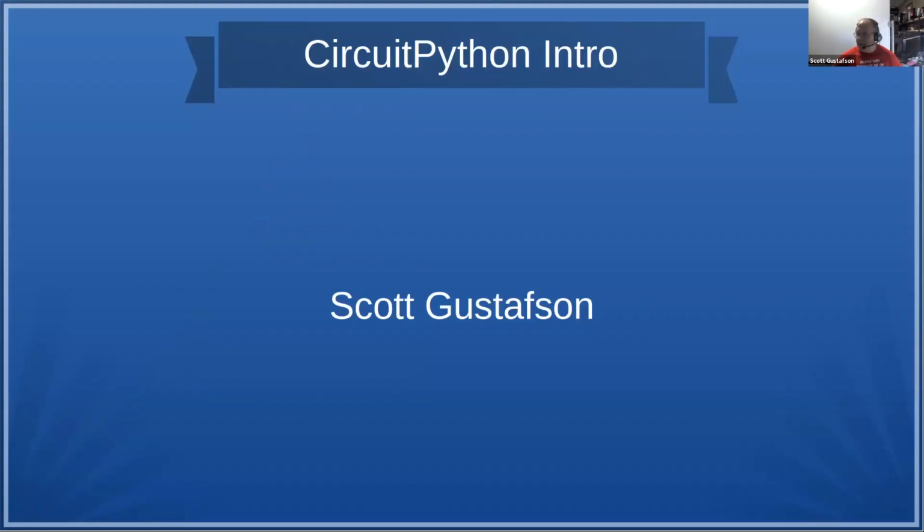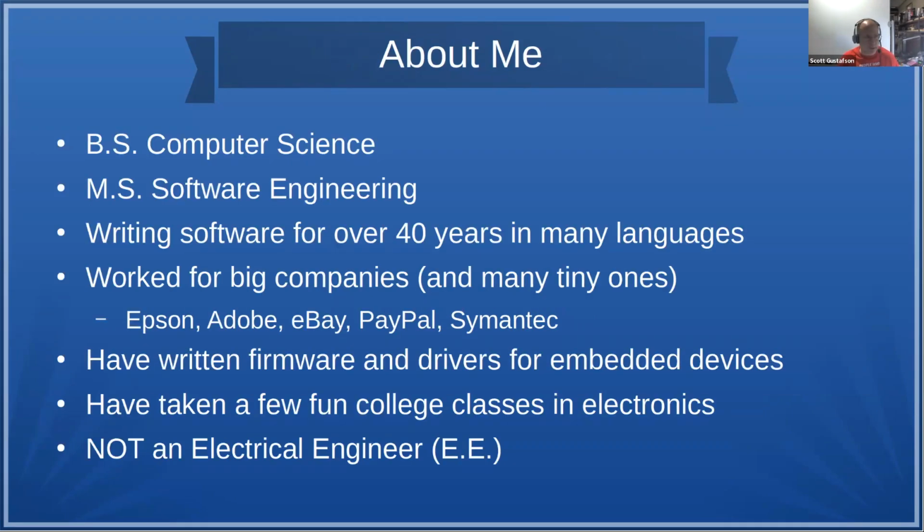All right. You should all see some slides. So, about me. A bachelor's in computer science, and I'm going to go through this really quick. Master's in software engineering. I've been writing software for a very long time. I've worked at lots of big companies and lots of little tiny ones, done all kinds of stuff from firmware and device drivers, embedded systems. And I've taken some fun classes in electronics. I am not an EE, so don't quote me on everything here. I know some things. You will blow up CPUs and things, but that is also fun. It's part of the learning. All right.